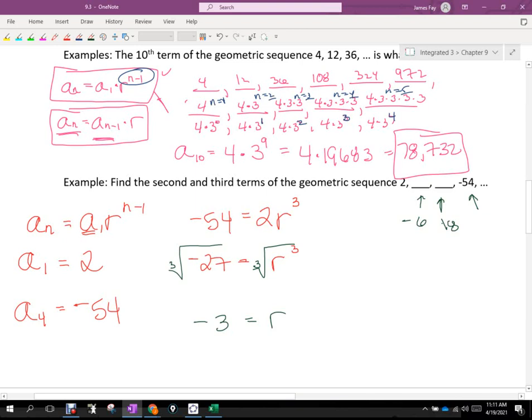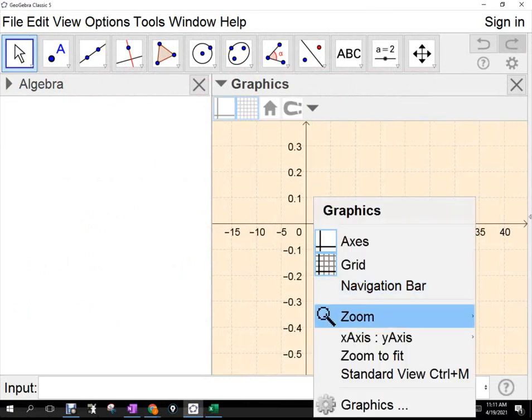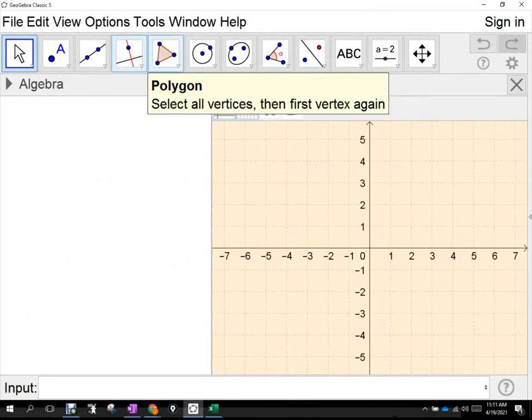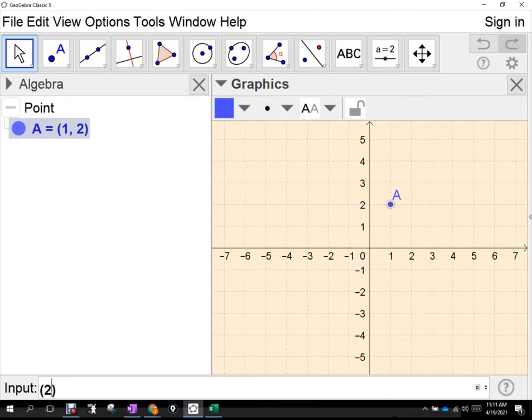Let me show you something that we like to do eventually. So we just found that the first term was at a height of 2. The second term, we said it was down at negative 6. The third term was at 18. The fourth term was at negative 52, okay?